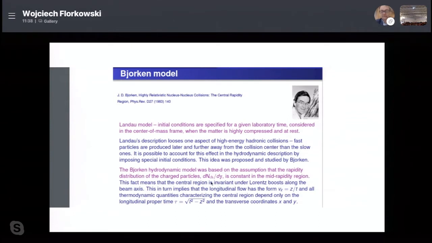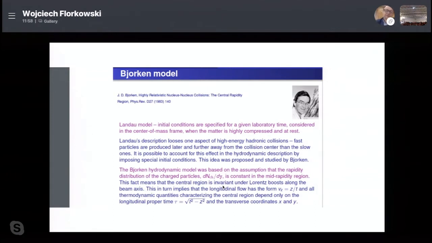And if the system is invariant, then the situation simplifies. We know that whenever you have kind of symmetry in physics, then the system is simpler to analyze. We have fewer equations and it is easier to solve.